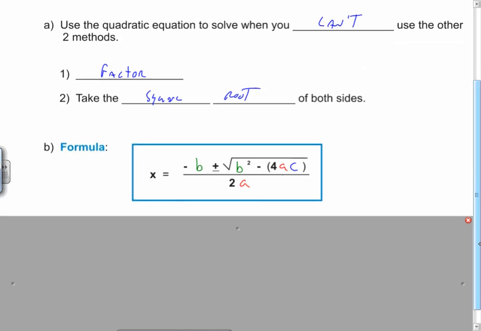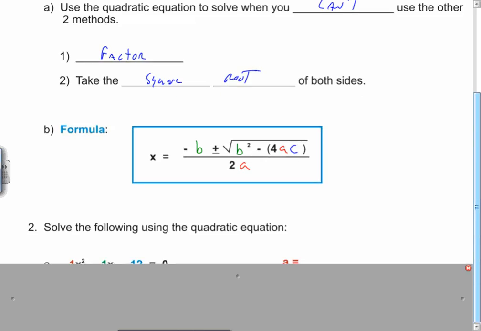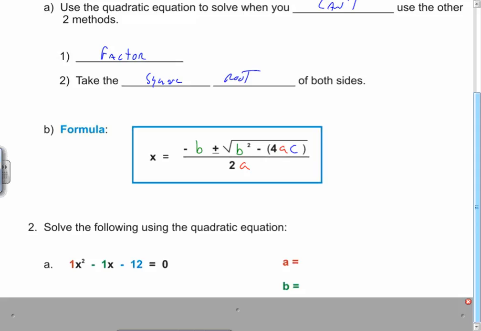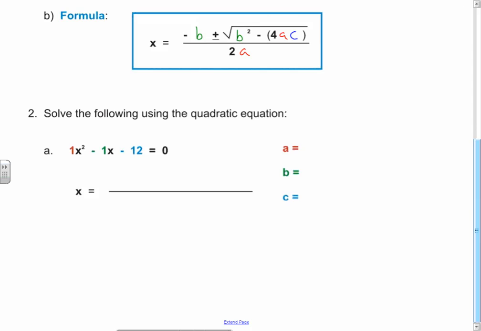All right, so anyhow, you got to memorize this, memorize the quadratic equation. And so to help you memorize it, every time you write a problem for the homework tonight, write the quadratic equation as you try to, hopefully, help yourself memorize it. All right, so solve the following using the quadratic equation.